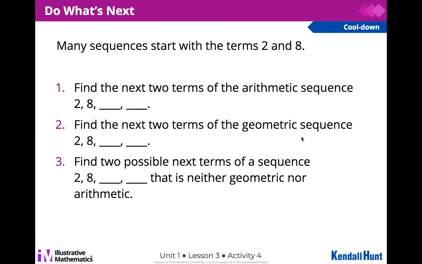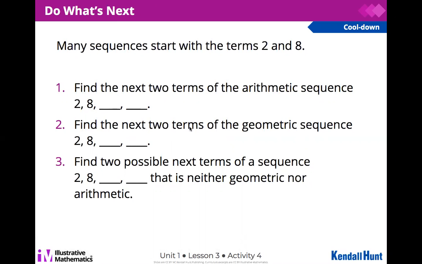So many sequences start with the terms 2 and 8. I want you guys to give these a try. I'm going to give you 2 minutes. It says find the next two terms of the arithmetic sequence 2, 8. So this is the one that's an arithmetic sequence. So think about what that means.